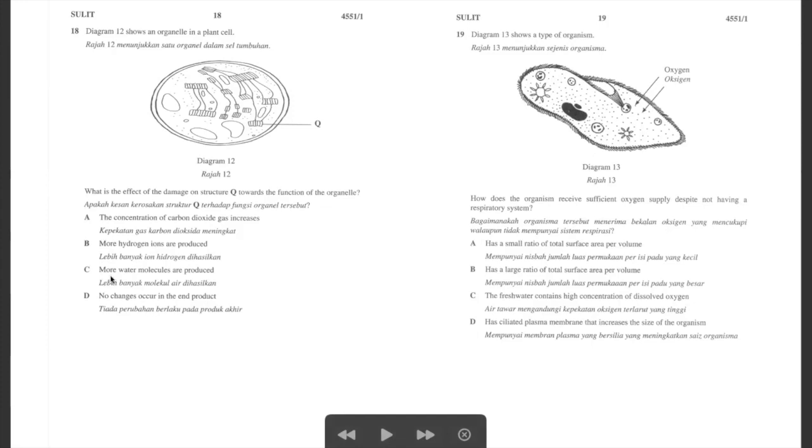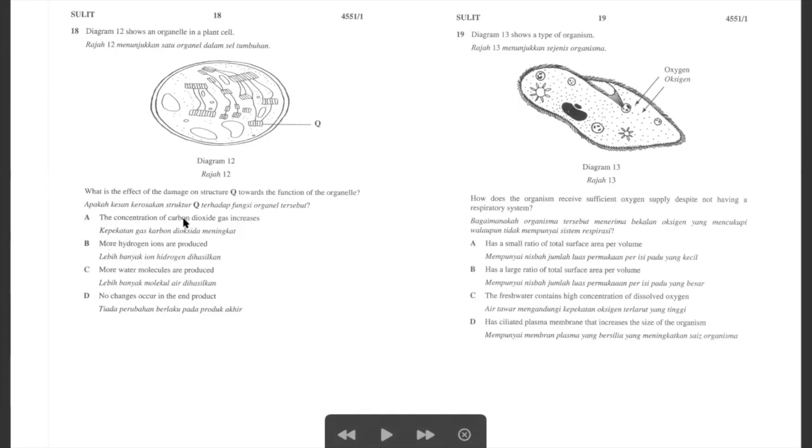Okay, so kalau sini salah lah, more water molecule are produced. Salah sebab apa? Sebab kita tahu Q ni digunakan untuk fotosintesis. Fotosintesis tak menghasilkan air, tapi dia menggunakan air. So C salah. Kalau B, more hydrogen ion are produced. Salah juga sebab kalau kita tahu Q ni, this is the place where the light reaction occur. Light reaction ni dia guna air. So air ni maksudnya kalau Q, air tu akan dipecahkan kepada hydroxyl ion and hydrogen ion. So kalau Q ada masalah, mestilah hydrogen ion akan kurang dihasilkan. Yang ni cakap more. So B pun salah.